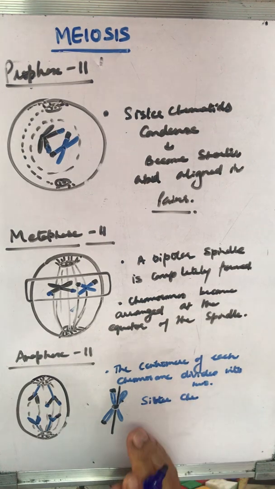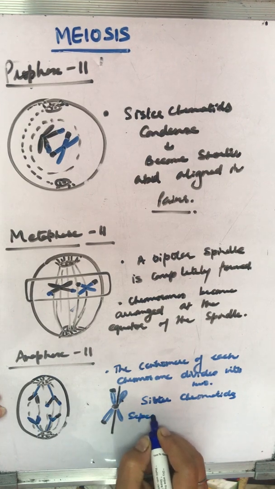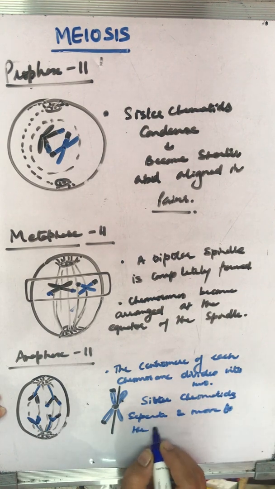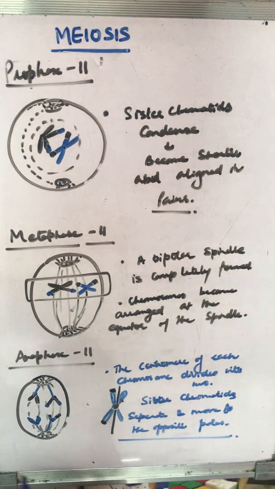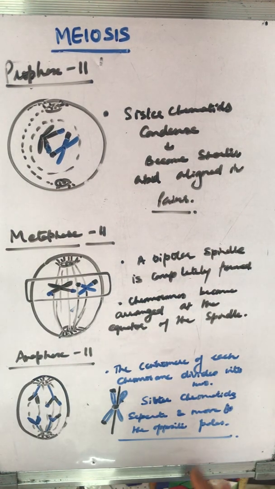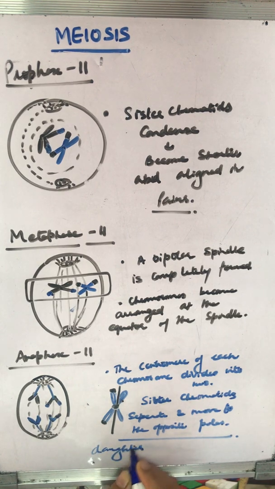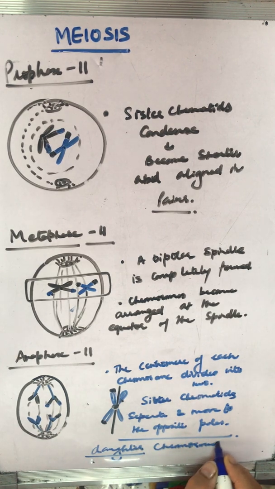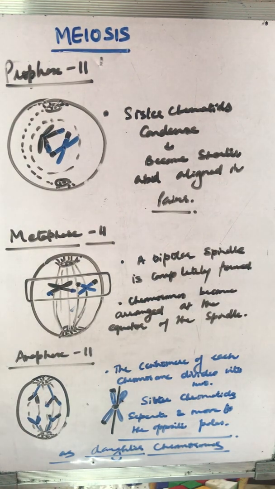Sister chromatids separate and move to the opposite poles, following the same shapes, right? And how do they move to the opposite poles? As daughter chromosomes. How? As daughter chromosomes. Alright, coming to the end, that is the telophase stage, the 4th stage.